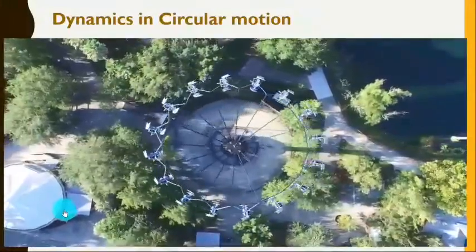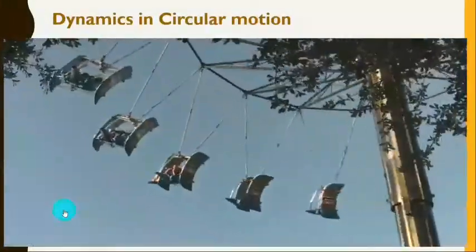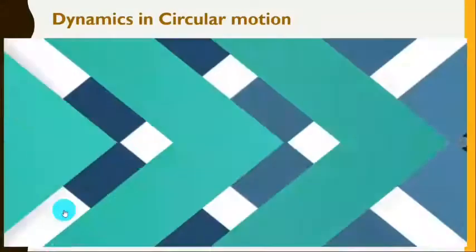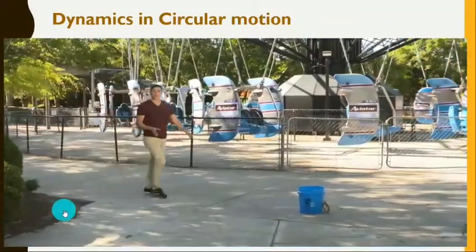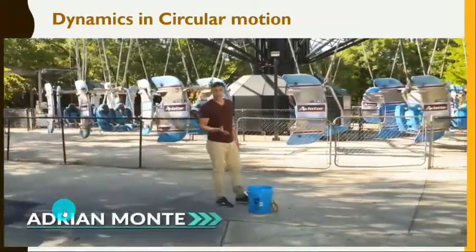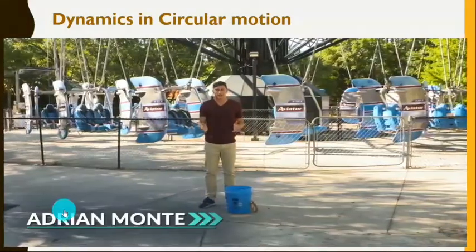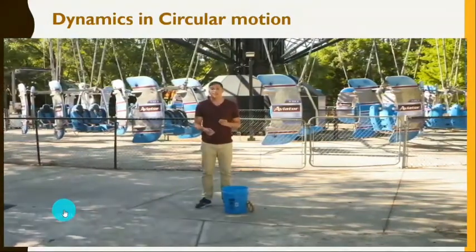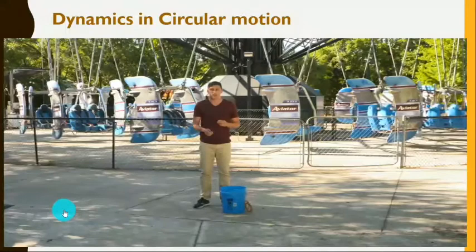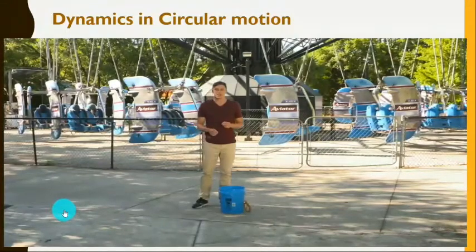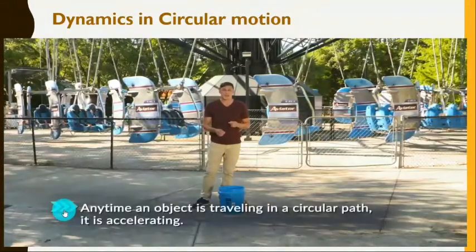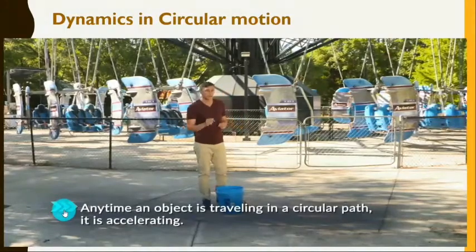What if I'm moving in a circle on this ride at a constant speed? How am I accelerating? Anytime an object is traveling in a circular path, it is accelerating because its direction is constantly changing. Now remember, velocity is a vector. It has magnitude and direction. If either changes, velocity changes. And acceleration is defined as a change in velocity. Let me show you an example.